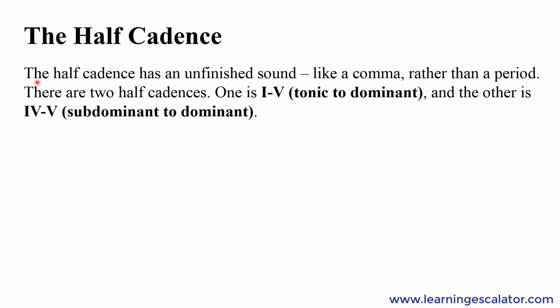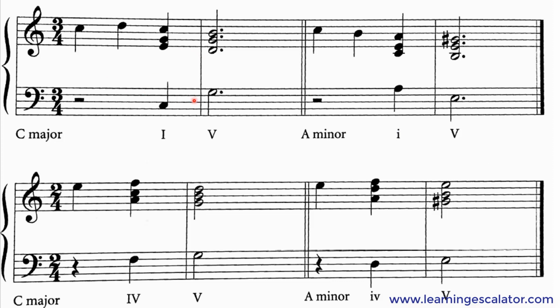Half cadence. The half cadence has an unfinished sound, like a comma rather than a period. There are 2 half cadences. One is tonic to dominant, and the other is subdominant to dominant. The first one is C major, and it goes from the tonic to the dominant. The tonic of C major is a C major chord, and the dominant of C major is the G major. In the bass clef there's the tonic note, and in the bass clef for the dominant, there's the dominant note.